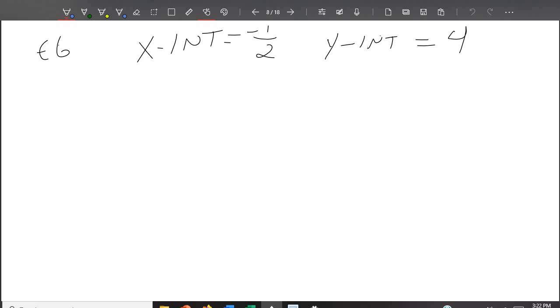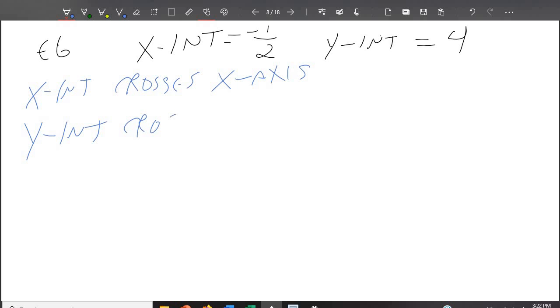Now here's an example. It's giving me what's called x-intercepts and y-intercepts. Let me talk about what that means. An x-intercept crosses the x-axis. The y-intercept crosses the y-axis.